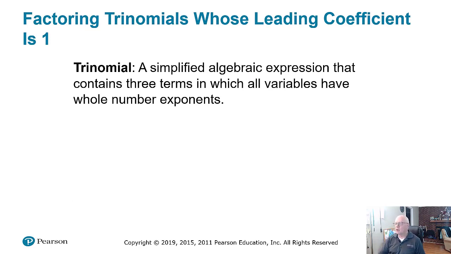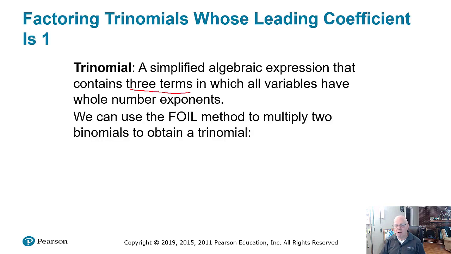Next, a trinomial. Well, if a binomial has two terms, a trinomial has three terms. Now it says you can use the FOIL method to multiply two binomials. What you obtain is typically a trinomial. Not always, but in the easier cases, yes, a trinomial. So two binomials, and you end up with the trinomial.